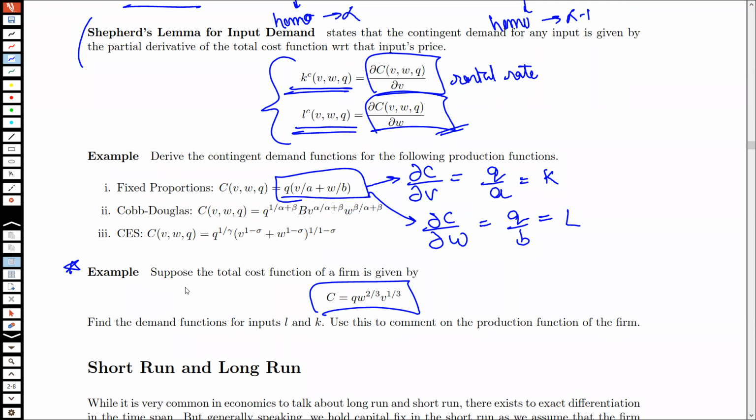So the demand for capital is Q by A and the demand for labor is Q by B. Oh, sorry, I did it for the other one. Sorry. I want it for this one.